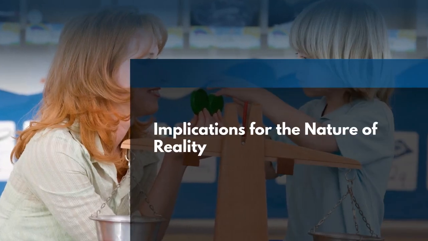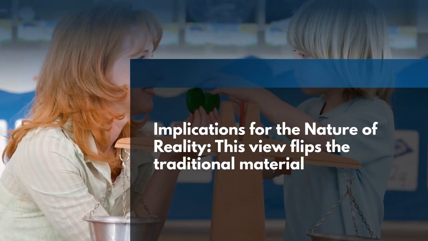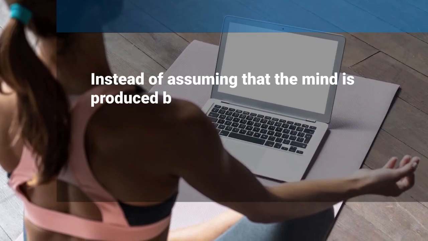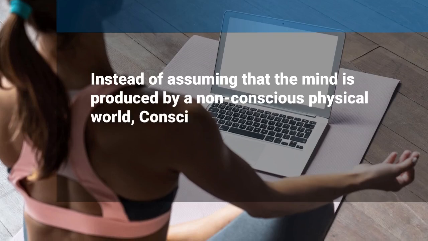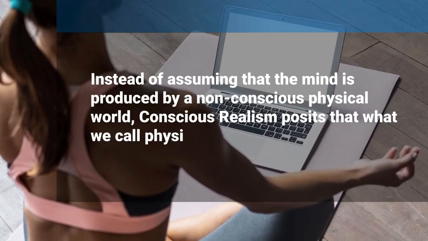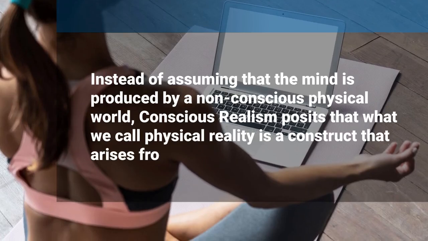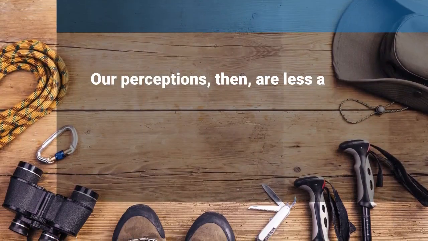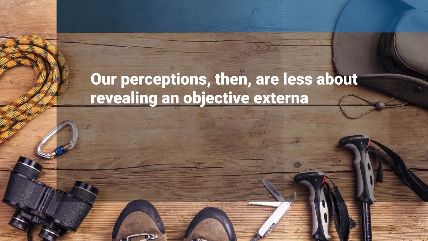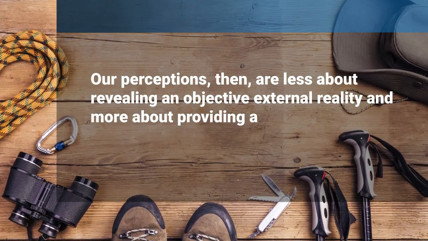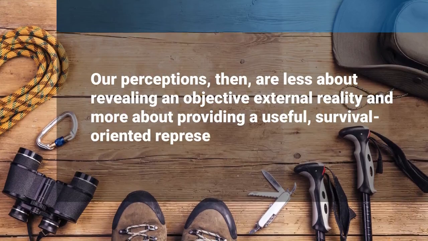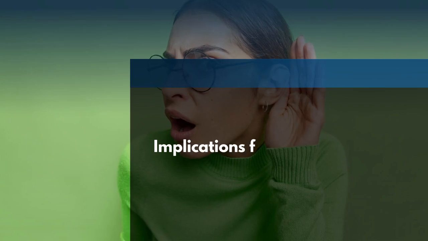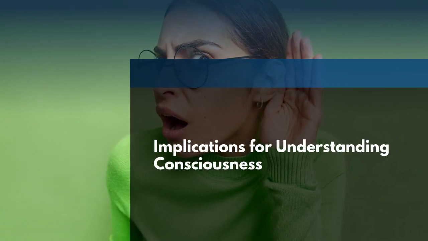Implications for the nature of reality. This view flips the traditional materialist perspective. Instead of assuming that the mind is produced by a non-conscious physical world, conscious realism posits that what we call physical reality is a construct that arises from conscious experience. Our perceptions, then, are less about revealing an objective external reality and more about providing a useful, survival-oriented representation within our conscious experience.